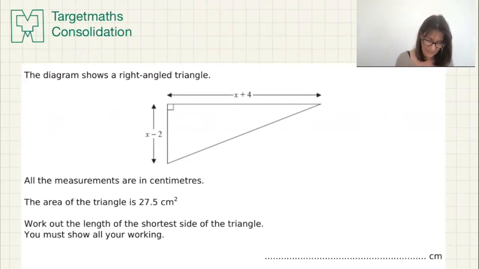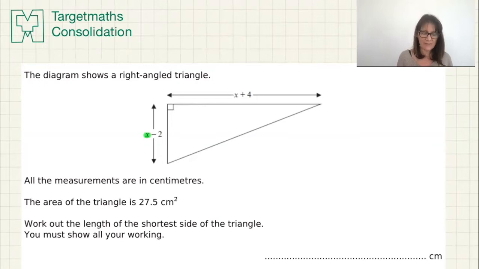Okay, so the diagram shows a right-angled triangle and all the measures are in centimeters. The area of the triangle is 27.5, and we've got to work out the length of the shortest side of the triangle. Now, for me to be able to work out the length of the shortest side, I would need to know what X is. So that's my main problem, to work out what X is.